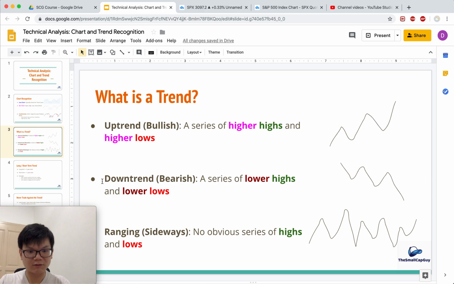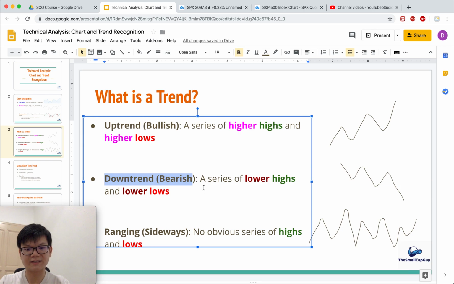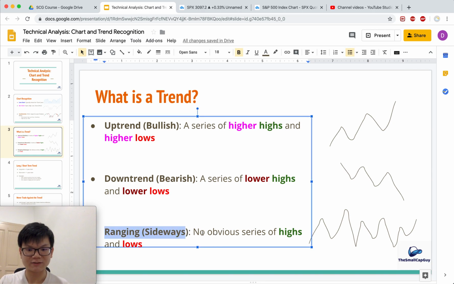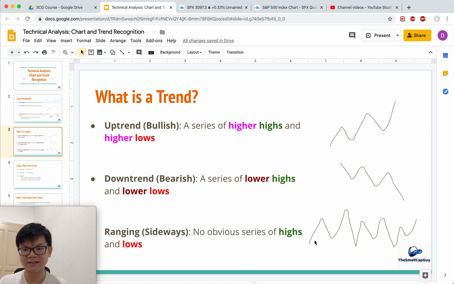Conversely, for a downtrend, which we call a bearish trend, there is a series of lower highs and lower lows. Very simply, it is the opposite of the uptrend: lower lows, lower highs. And the third trend, which is not really a trend, is called ranging. In ranging, there is no obvious series of highs and lows. You see this one goes up and goes down, this low is higher than this low, but it goes up again and goes down again, this low is lower than both of them, and then this high is lower than this and this. So we cannot tell what the trend of this chart is.